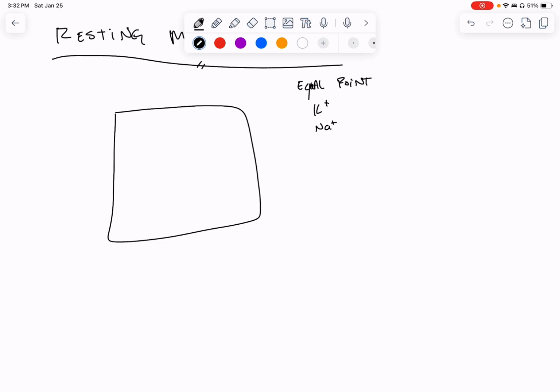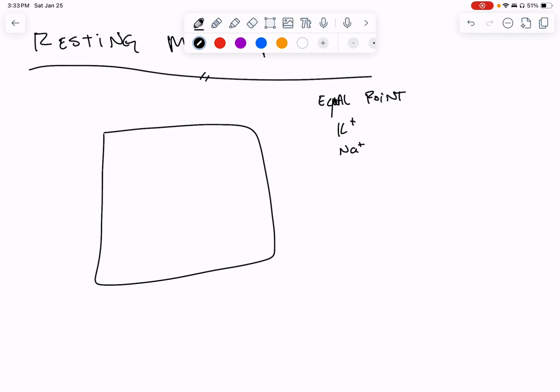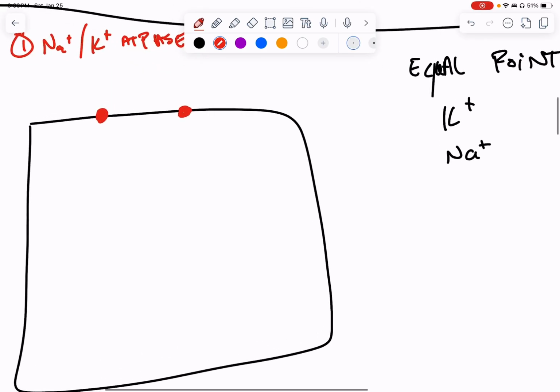So, we're going to start off by explaining what resting membrane potential is, because there's a few different factors that affect resting membrane potential. The first factor that we'll talk about is what we call sodium potassium ATPase pumps. And these pumps are going to move ions, sodium and potassium, against their concentration gradient.